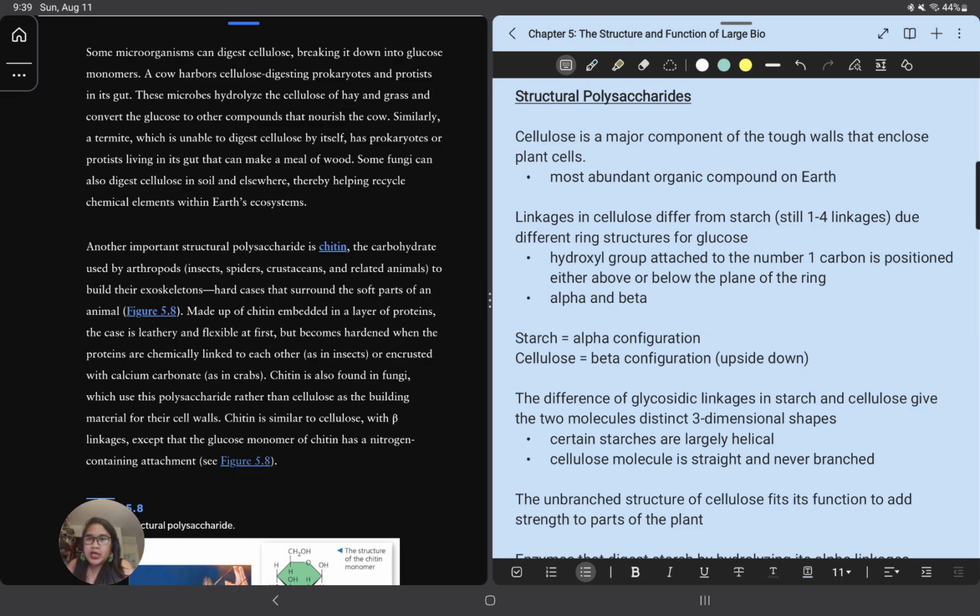Some microorganisms can digest cellulose, breaking it down into glucose monomers. A cow harbors cellulose-digesting prokaryotes and protists in its gut. These microbes hydrolyze the cellulose of hay and grass and convert the glucose to other compounds that nourish the cow. Similarly, a termite, which is unable to digest cellulose by itself, has prokaryotes or protists living in its gut that can make a meal of wood. Some fungi can also digest cellulose in soil and elsewhere, thereby helping recycle chemical elements within Earth's ecosystem.